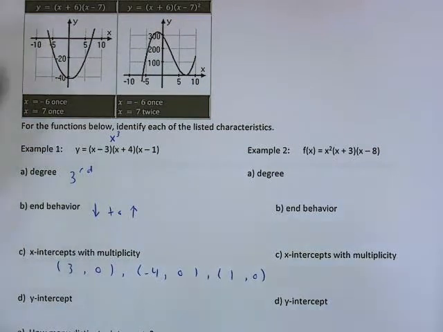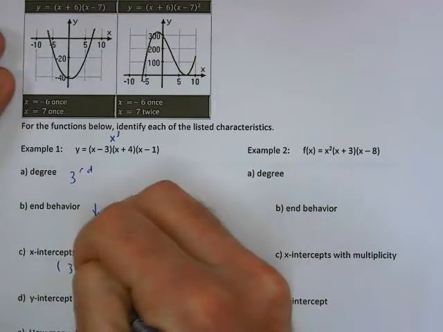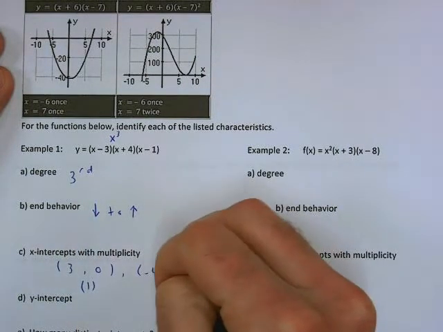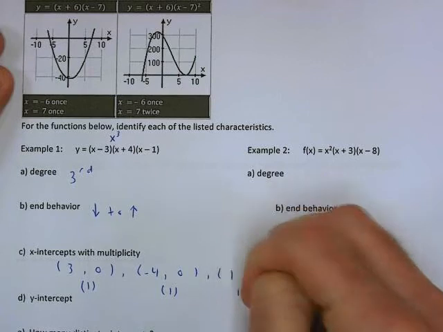And then what's their multiplicity? Well, they each have a multiplicity of 1 because none of my factors are raised to a higher power. So the little 1 underneath is for the multiplicity.